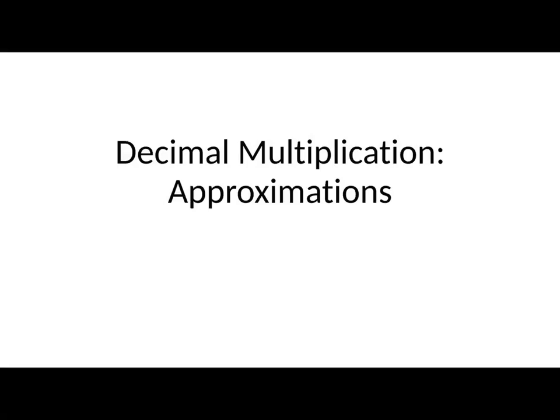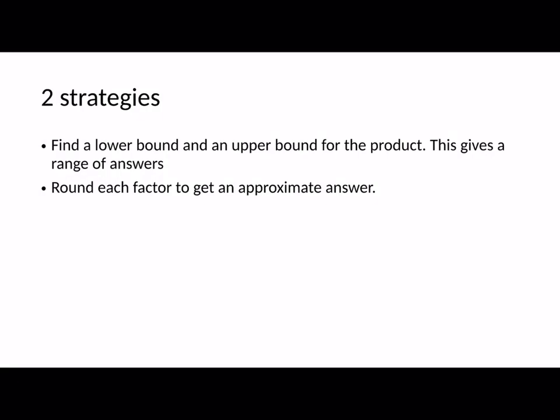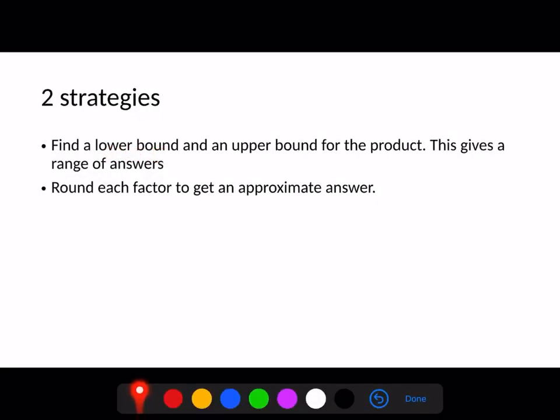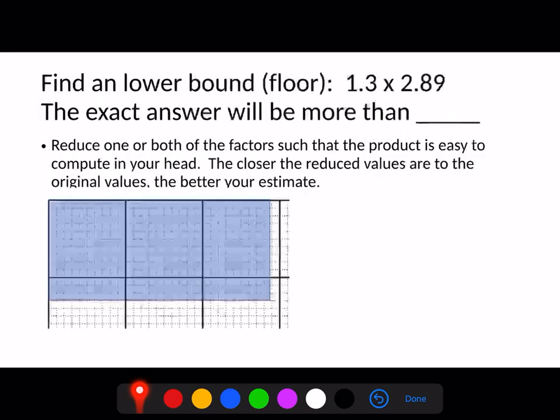Multiplication and how to make approximations or estimations. We'll investigate two strategies. We'll look at finding a lower bound and an upper bound, which is just a fancy way of saying you're going to make an estimate that you know is too low and an estimate that you know is too high, and then your real answer will fall somewhere in between. And then we'll also look at simply rounding each factor to get an approximate answer.